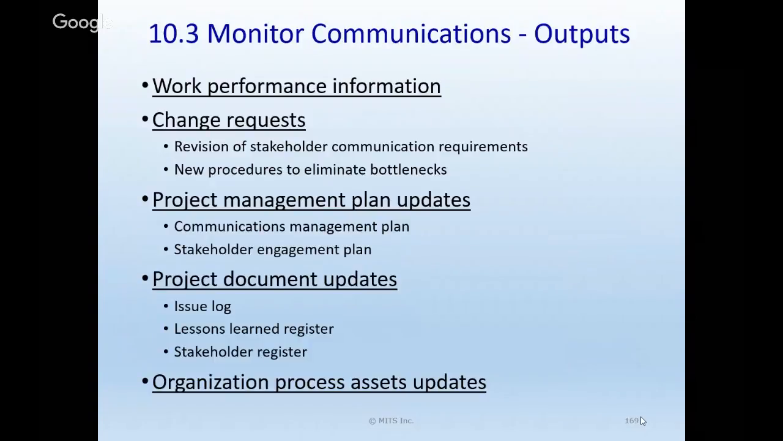Outputs of this, maybe updates to the work performance information, perhaps a new change request. Especially if we see something, like they mentioned there, bottlenecks. If we see some kind of problem in our communication, like we've got a group that's not getting the information for whatever reason, we want to make sure we get those things fixed. And updates to our plans, updates to our documents, and even new information now going into our organizational process assets, our new reports or changes in the reports.